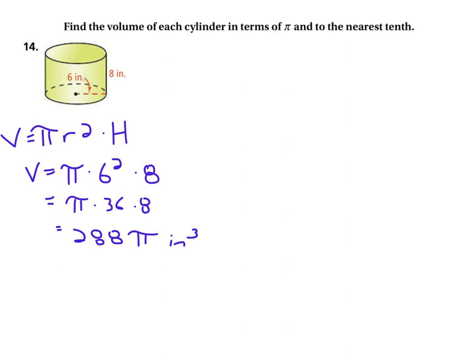Okay, which is roughly equivalent to, and what I want you to do now is, instead of me doing this, because I don't have a calculator in front of me, and it's kind of late, so I'm trying to get these to you. So what I want you to do is multiply 288 times, and then hit your pi button on the calculator, round to the nearest tenth.